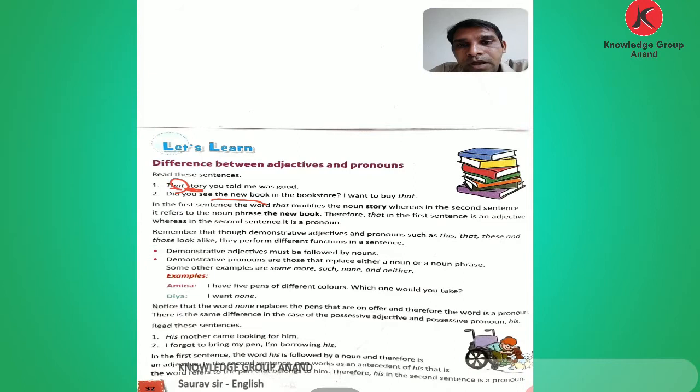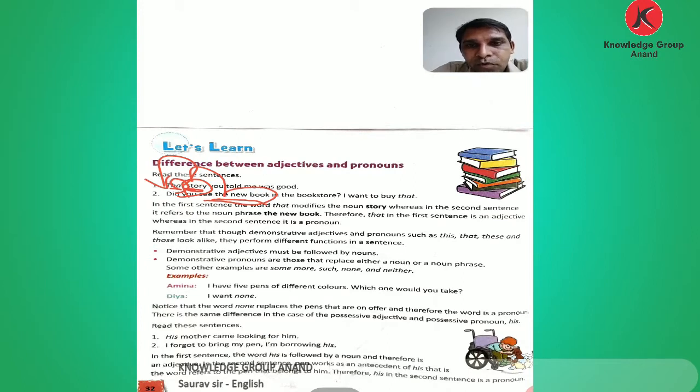The new book. Did you see the new book in the bookstore? That in the first sentence is an adjective, whereas in the second sentence it is a pronoun. Why? Because that refers to the story. Story is a noun, and before that, that is used. So that is the adjective. In the second sentence, did you see the new book? Means new book is the story.